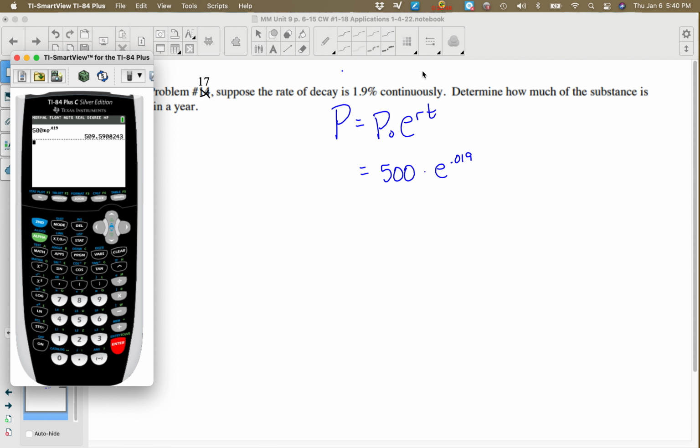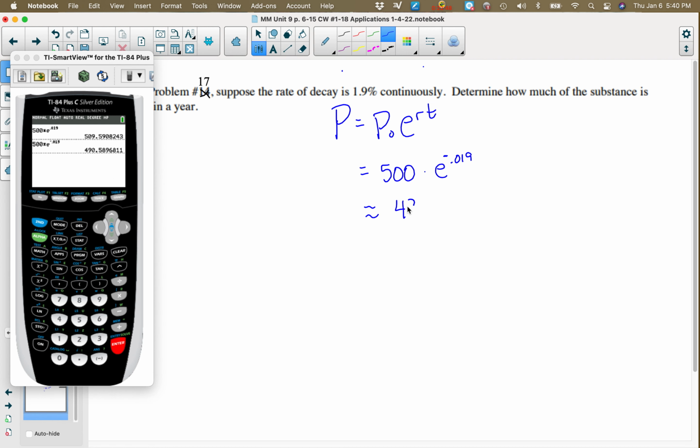So what you have to think about here is that this has to be a negative. We're going to be dealing with that later, where if it's a decay, that constant right here is going to be negative. So now if you evaluate this, 500 times e to the negative 0.019, you get about 490.59 grams, which makes more sense for our other problem that we did as well, and for the last problem. And we're going to see more of that when we talk about some more decay problems.